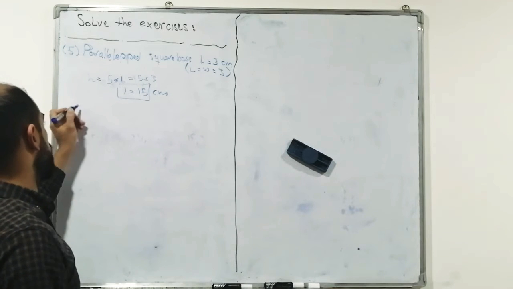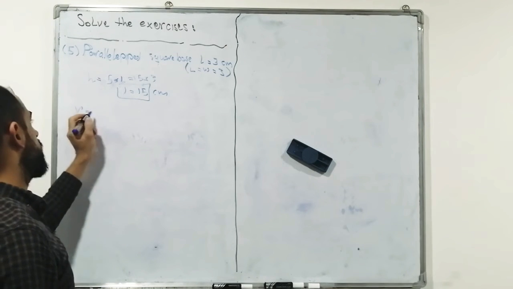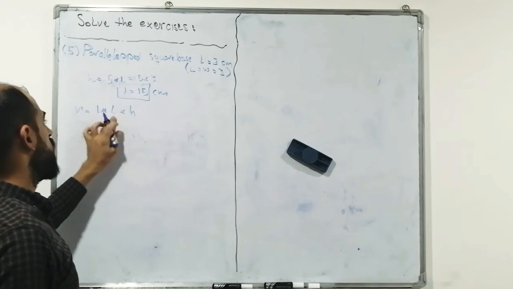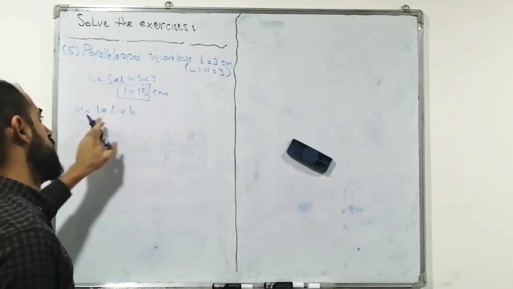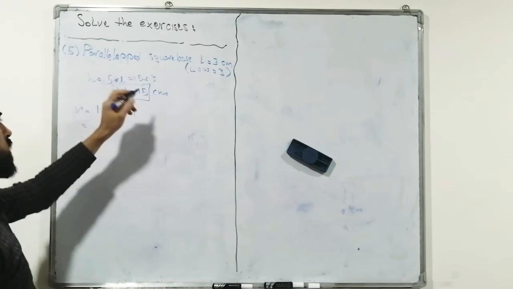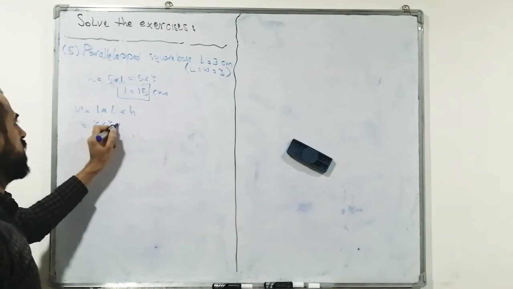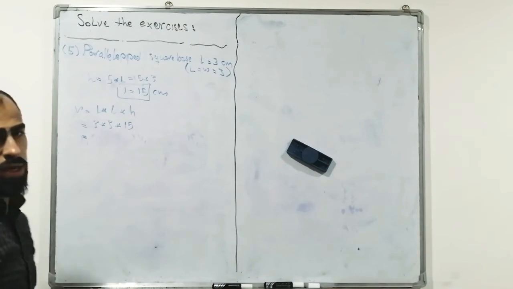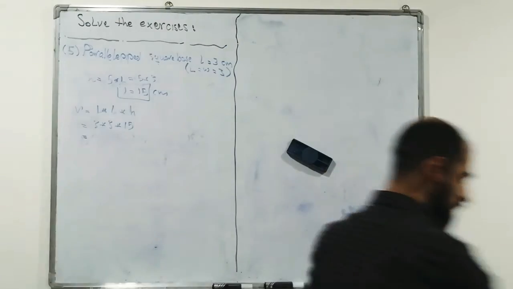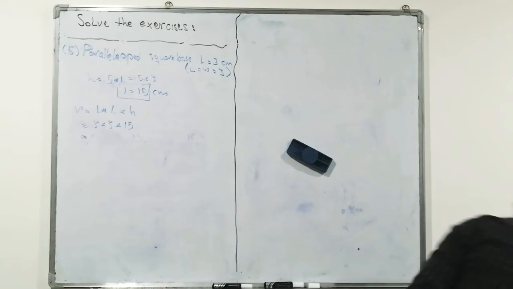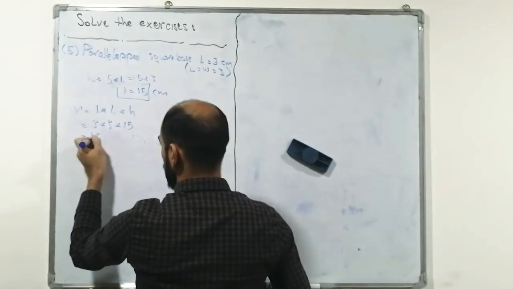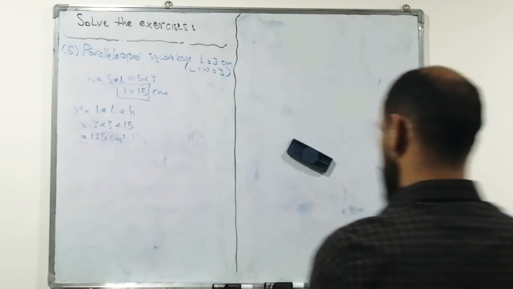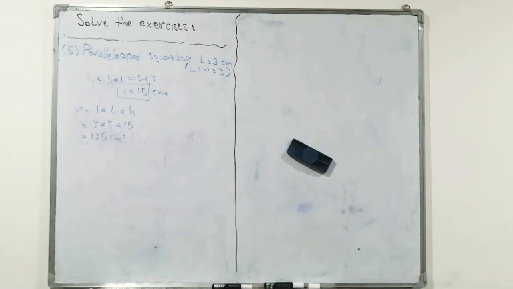That is L. Now we have to find volume and lateral area and total area. First thing, its volume. Since it's a parallelepiped, length by L by H. Why L by L? Because it's a square base, that means length equal width. Now 3 by 3 by 15. 3 by 15 is 45, and by 3 is 135 centimeter to the power 3. That is its volume.